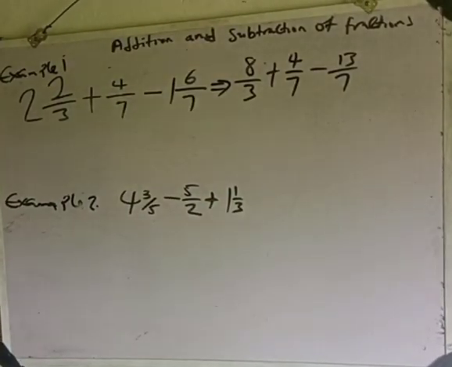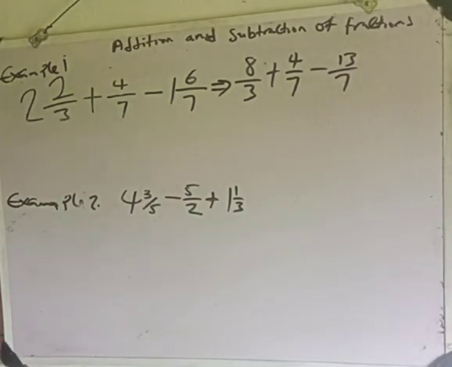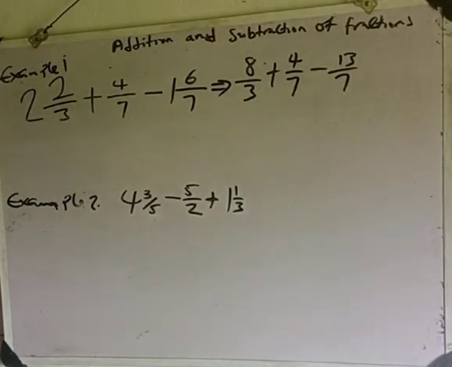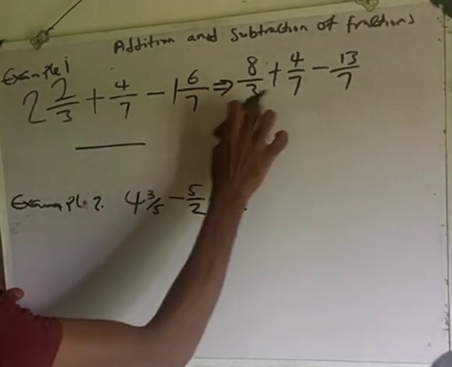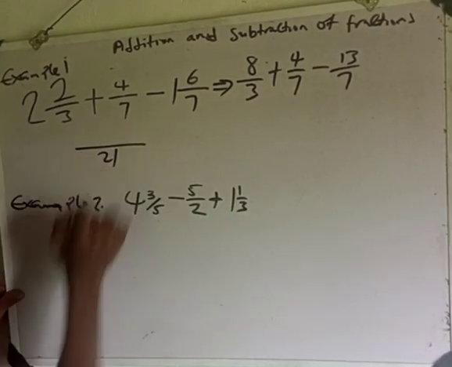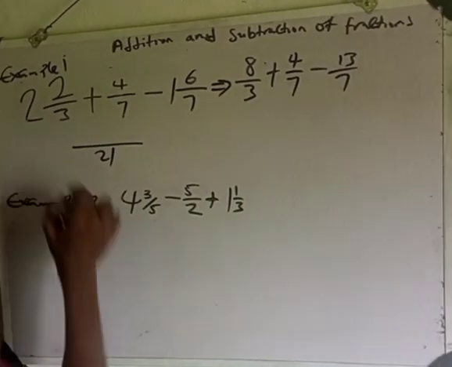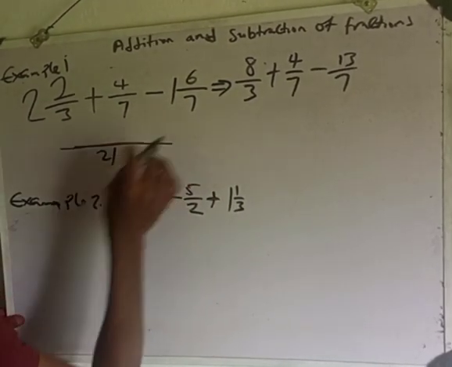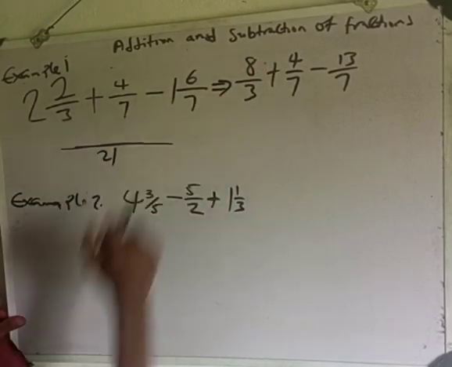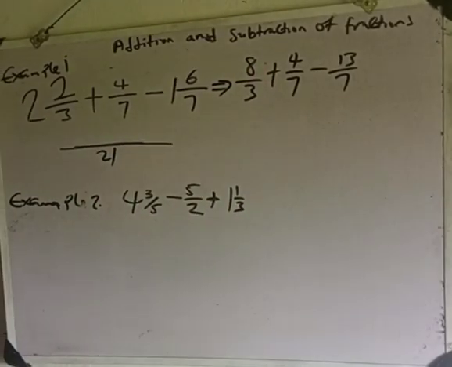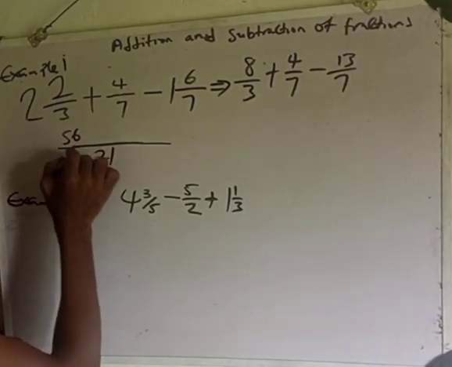Is that okay? So having done that, the second thing I have to do is find my LCM of the denominators, and I'll make that my new denominator. The LCM of 3 and 7 is 21. So now I'm going to bring together these fractions. How am I going to bring it together? 21 divided by 3 is 7. 7 times 8 is 56.